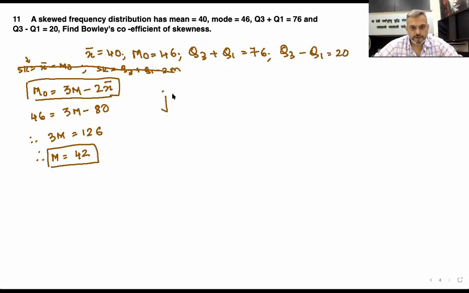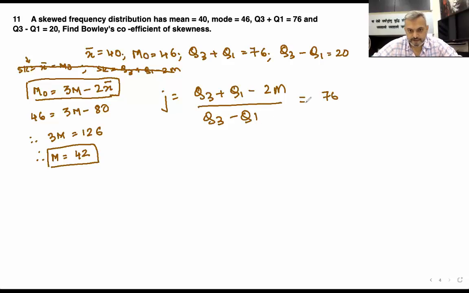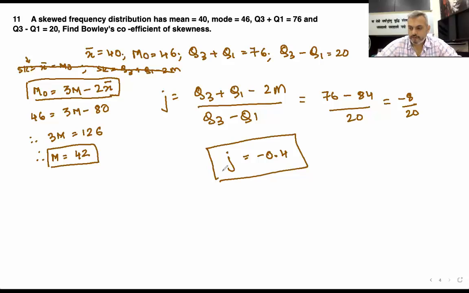Okay, now you use the formula J, which is Q3 plus Q1 minus 2m upon Q3 minus Q1. Now you have everything: Q3 plus Q1 minus 2m is 84 upon 20, which is equal to 76 minus 84 is minus 8 by 20, which is equal to minus 0.4. So J is equal to minus 0.4. That's the answer.